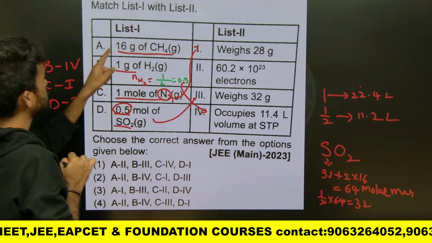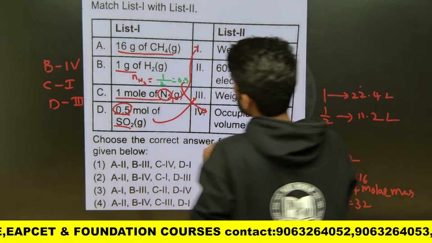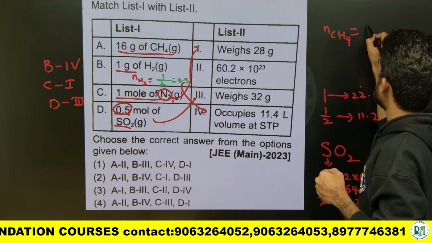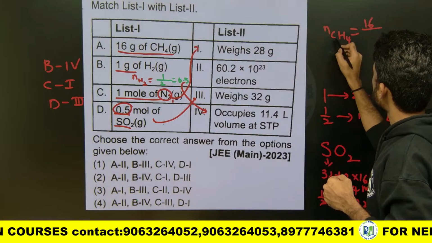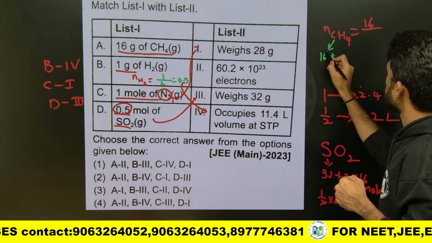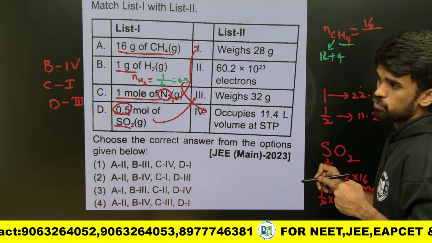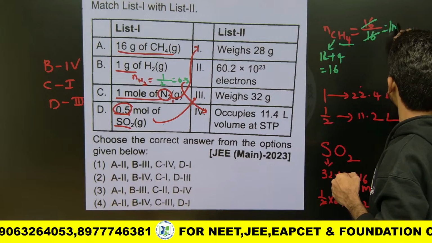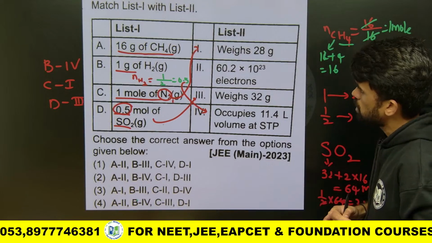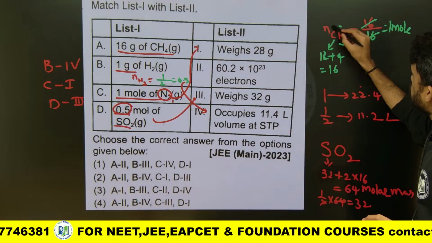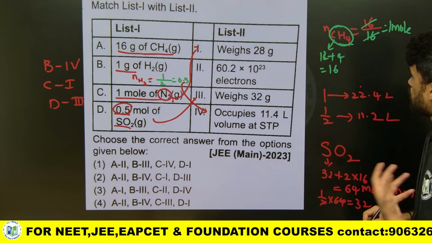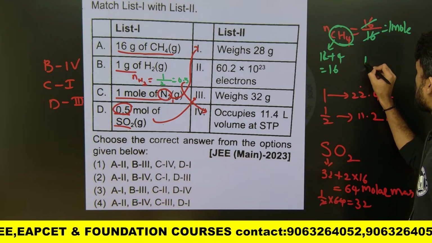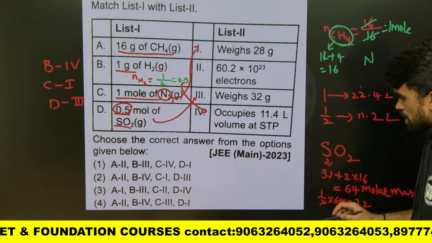Next, 16 grams of methane. First find the number of moles of methane. The given weight is 16, and its molar mass is 12 plus 4 hydrogens, 4 into 1, so total 16. 16 by 16 gives 1 mole of methane. So as per this, 1 mole of methane contains how many atoms of carbon and hydrogen? You will have Avogadro number of methane molecules. So what does Avogadro number mean?